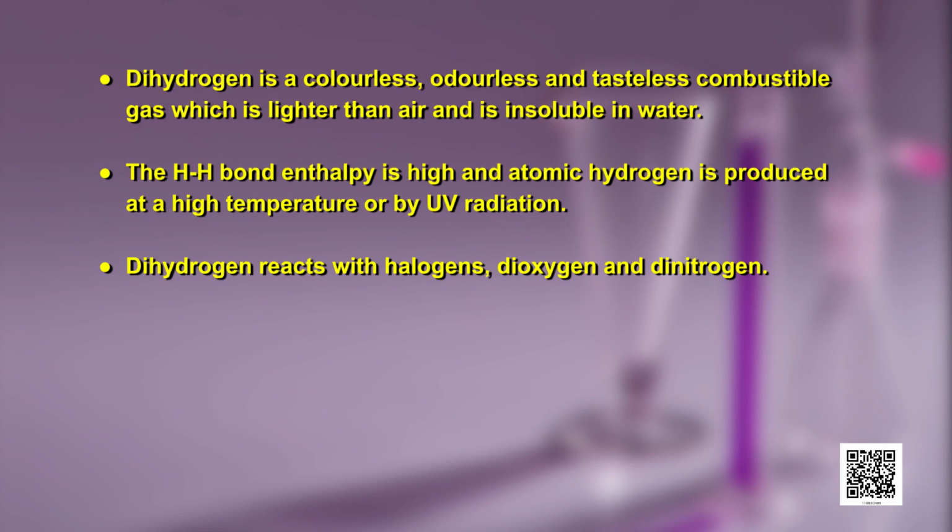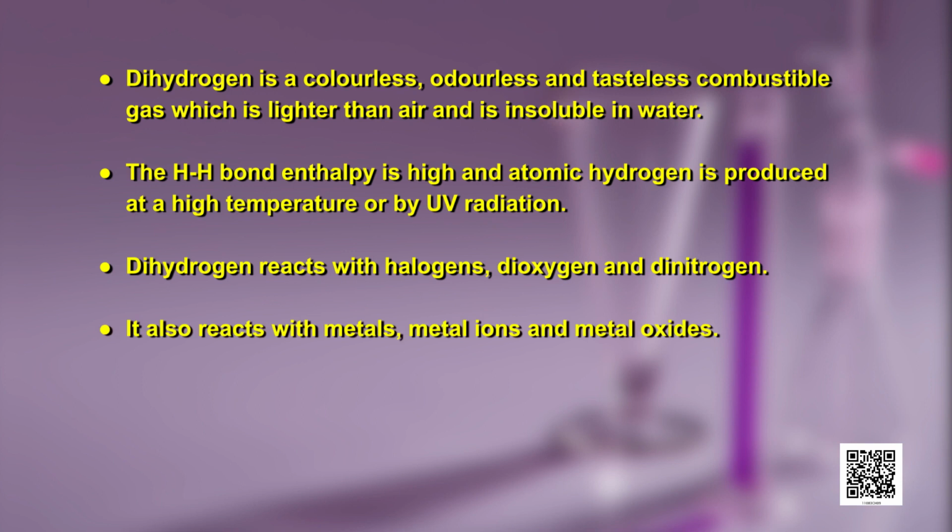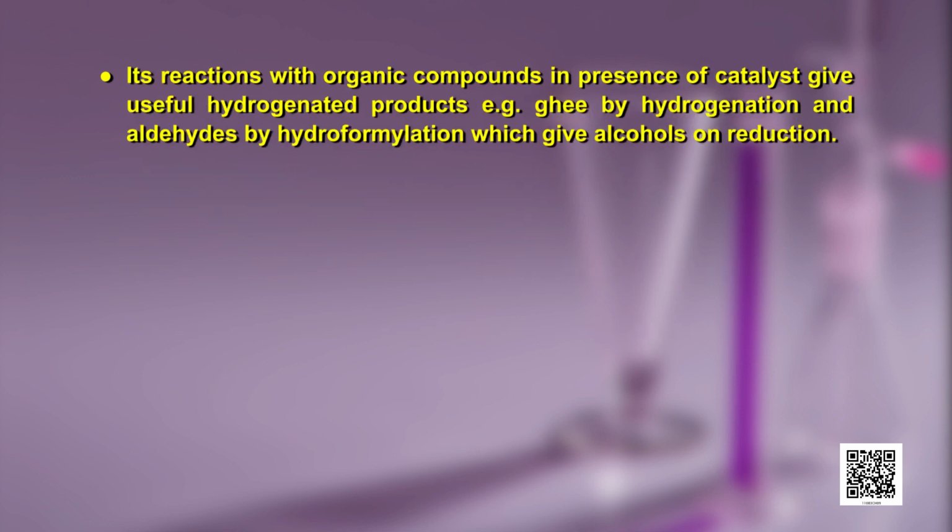Dihydrogen reacts with halogens, dioxygen and dinitrogen. It also reacts with metals, metal ions and metal oxides. Its reaction with organic compounds in the presence of catalyst gives useful hydrogenated products such as ghee by hydrogenation and aldehydes by hydroformylation, which give alcohols on further reduction.